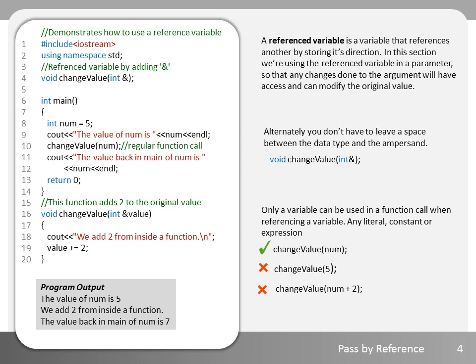This means that the variable declared in the parameter list is not creating a new space in memory, but really just an alias for the variable sent. Any change made inside the function will have a direct effect on the original argument.